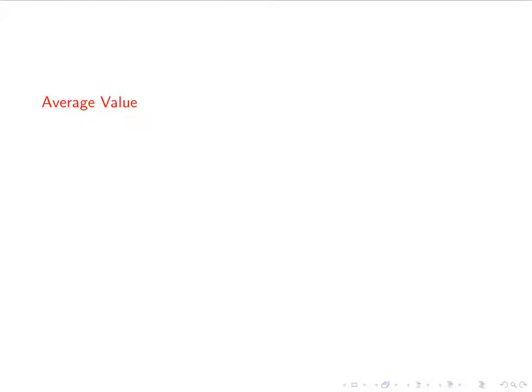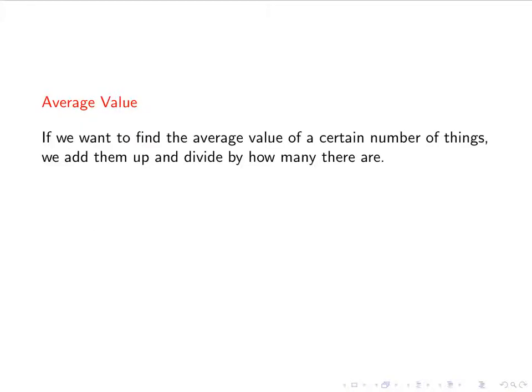So now we're going to look at average value. If we wanted to find the average value of a certain number of things, then of course we add them up and divide by how many there are.